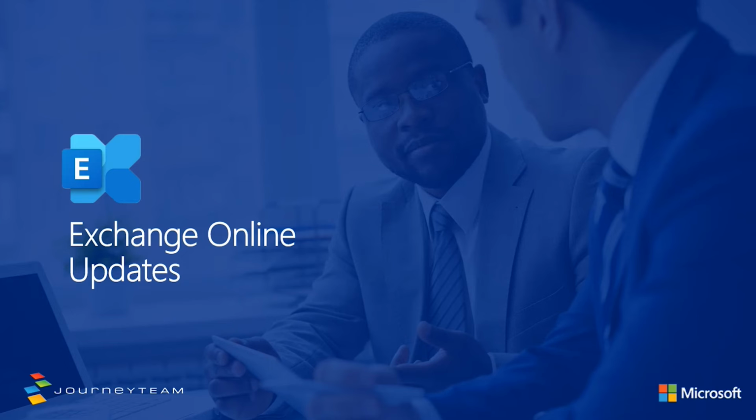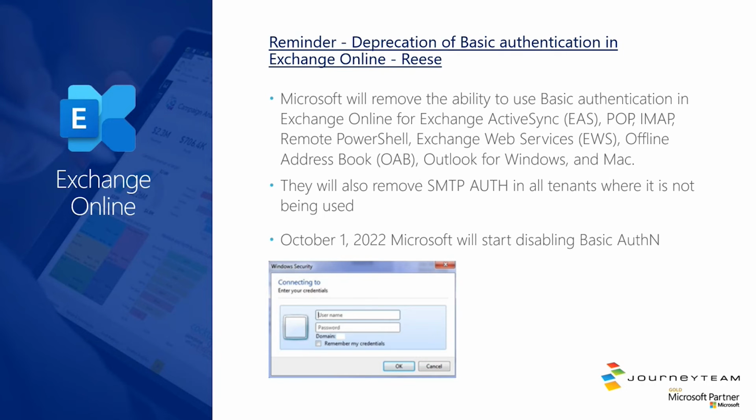Okay, what you've all been waiting for, Exchange Online updates. We've got not a ton here, but something that is very important. We've been saying this for a while. If you haven't heard about this, you should be aware of this. Microsoft will be turning off some legacy protocols. This is specifically listed here. POP, IMAP are the big ones. Exchange ActiveSync is another really big one.